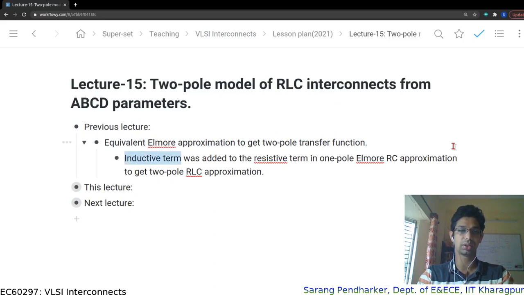We introduced the inductive term. So the inductive term was added to the resistive term of a one-pole Elmore RC approximation. So we had a one-pole RC transfer function, which is an approximation to get the Elmore delay, and to that we added an inductive term to get the two-pole transfer function.